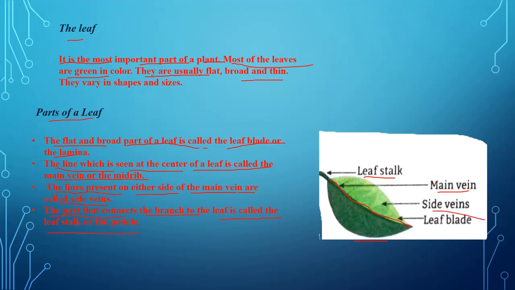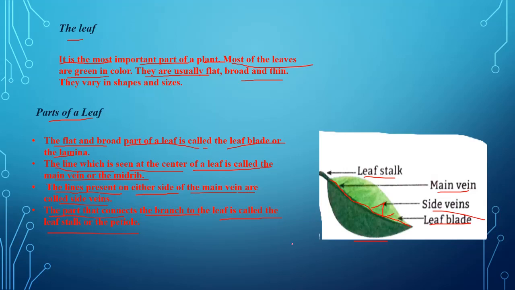So, side veins. You can see the small, tiny ones here. These are called side veins. And here is the leaf blade. What is the leaf blade? The broad and flat surface is called the leaf blade.